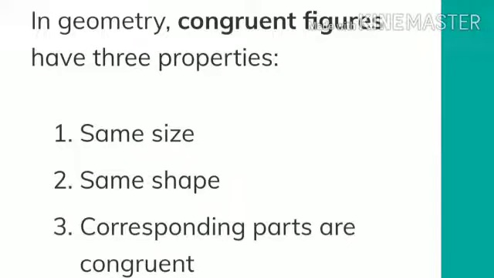Congruent figures have three properties: same size, same shape, and corresponding parts are congruent, meaning they have congruent angles and congruent sides. That means if two objects or figures are congruent, then their sides are congruent and their angles are also congruent. So we say the corresponding parts are congruent if the two objects or figures are congruent. These things we discussed in ninth standard.